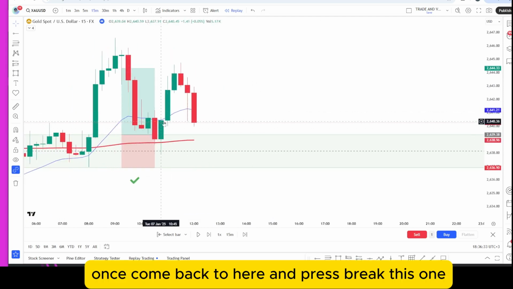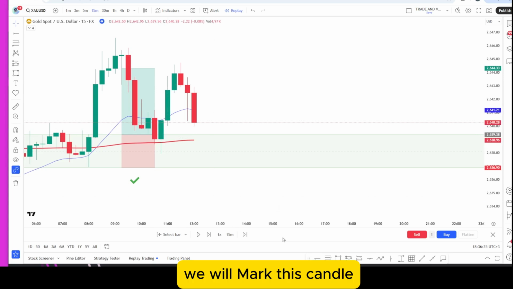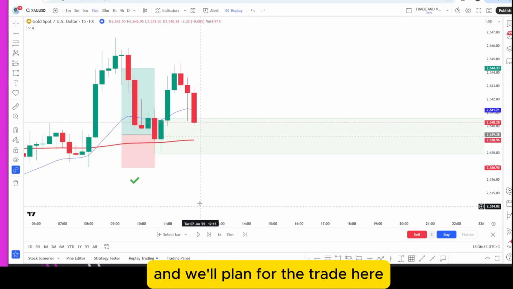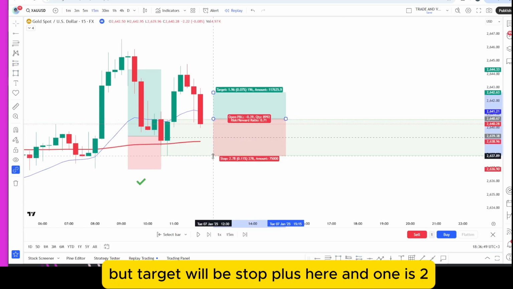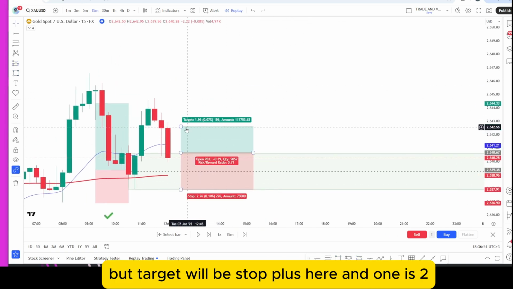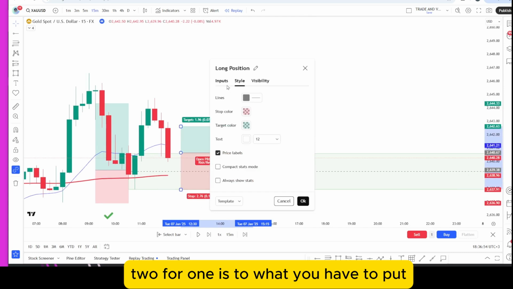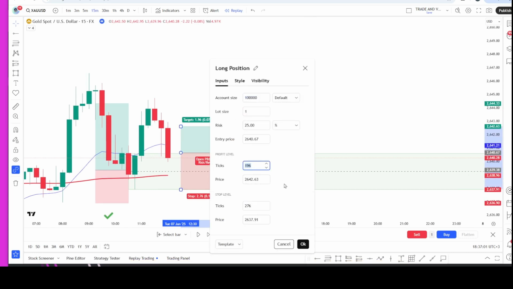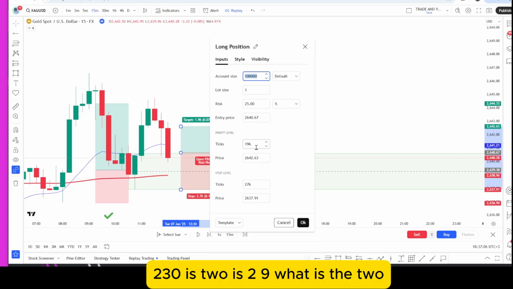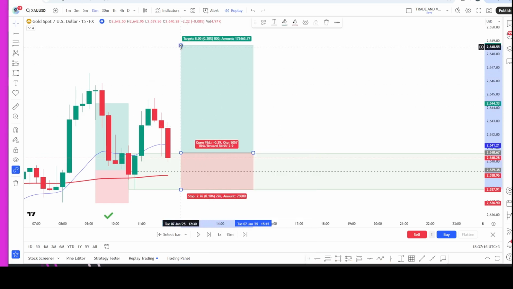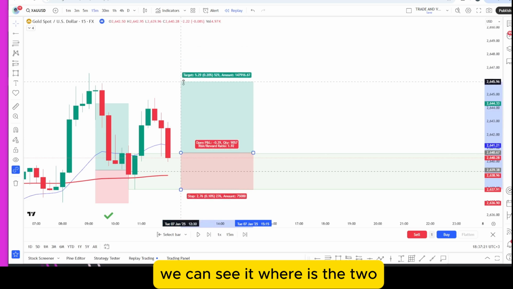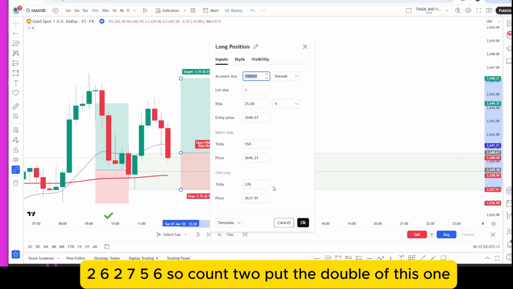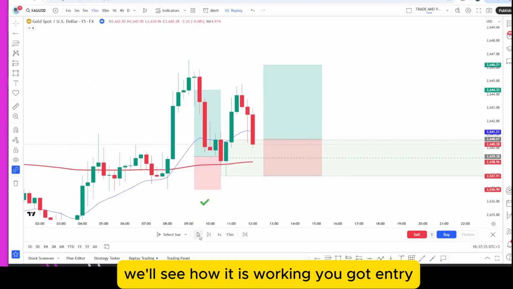Once price comes back to here and breaks this one, we will mark this candle and plan the buy trade here. We already got the entry, but the stop loss will be here and the target 1:2. For 1:2, you put the stop level and check the level. The risk is here 200, the target is 2:9. What is the 2? It is double of this one. So it takes 276, so you have to put double of this one. We'll see how it is working.